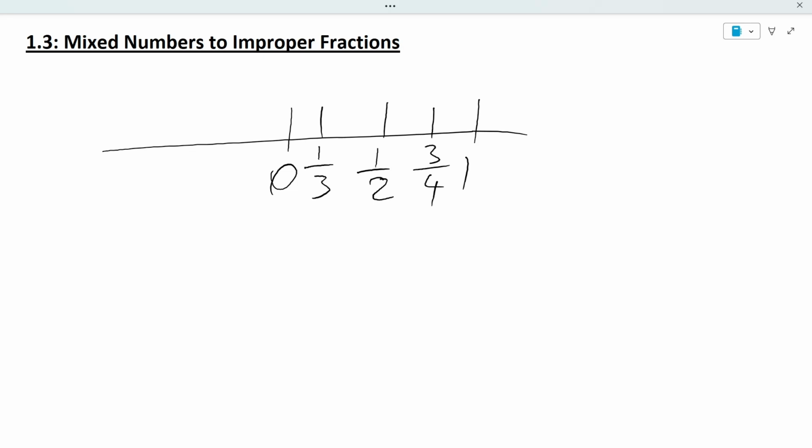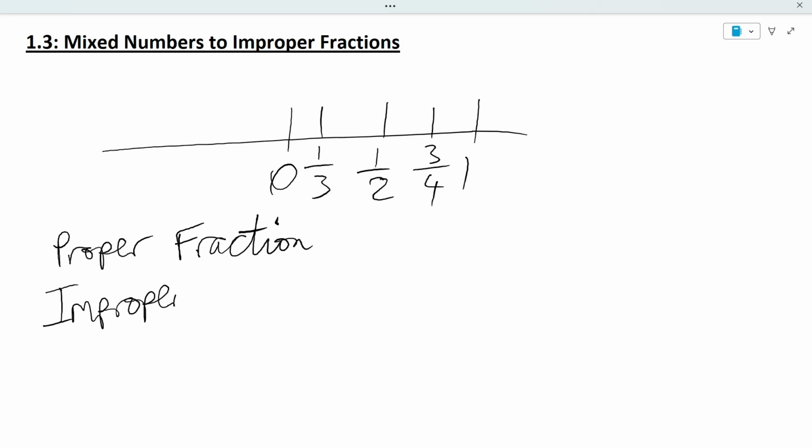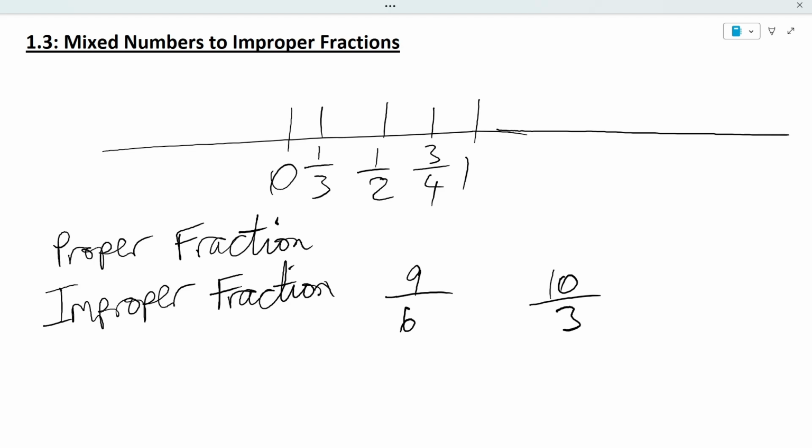And we discussed the idea of proper fractions in the first video. And we decided that a proper fraction was where the numerator is smaller than the denominator. And so an improper fraction is where the numerator is greater than the denominator. For example, 9 over 6 or 10 over 3. And these are numbers which are greater than 1.